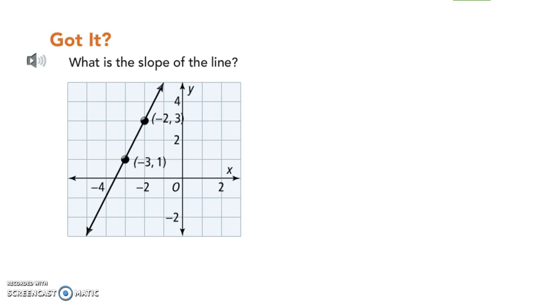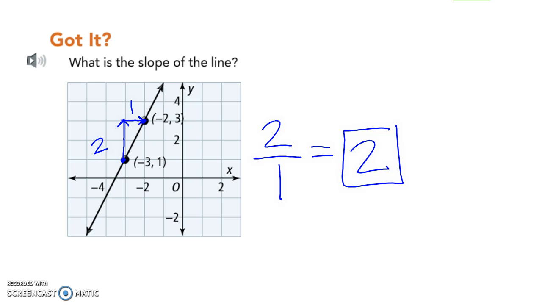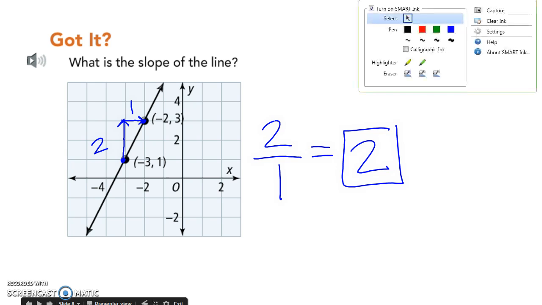All right, we're going from this point to this point. And I see that my line is going up from left to right, so I know it's a positive slope. I'm going to go up 1, 2, and then I'm going to go right 1. So 2 over 1, which is actually the same thing as just 2. I know anything divided by 1 just gives me that number as a whole number. So 2 would be my slope for this line.